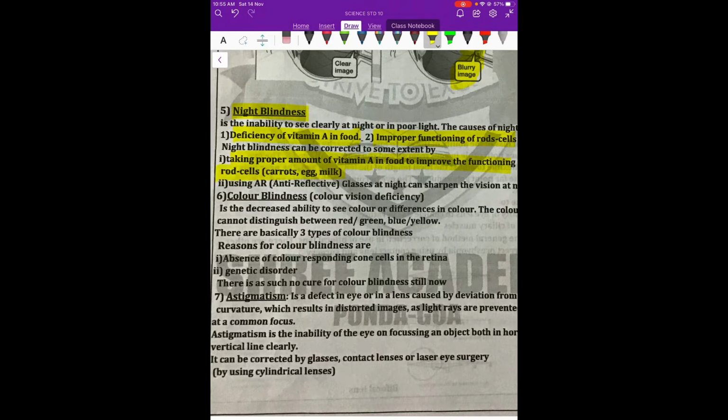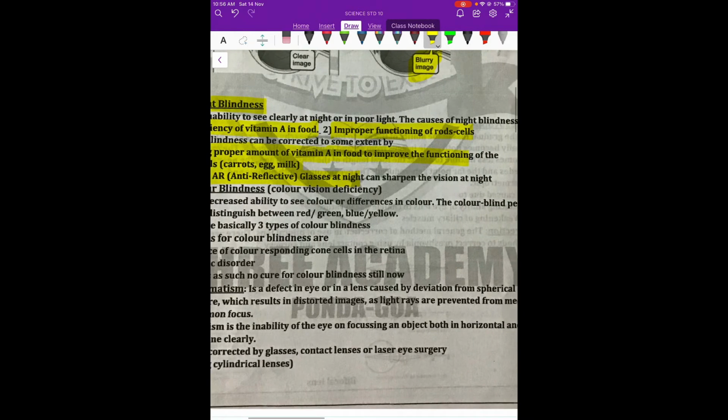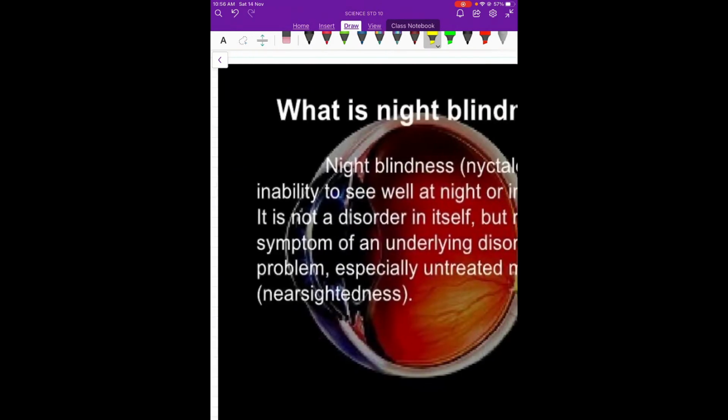The next is using anti-reflective glasses at night. What happens when bright light shines on your eyes? You get blanked out. Anti-reflective glasses will not allow the sharp light to enter your eyes, and they will dull the light, and this can sharpen the vision at night. So, this is called night blindness.